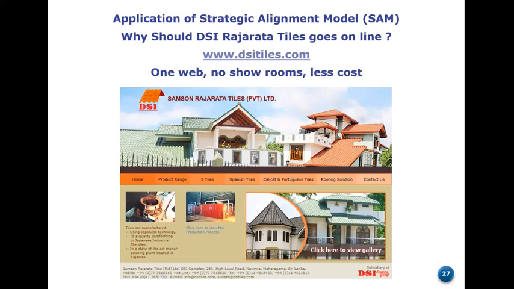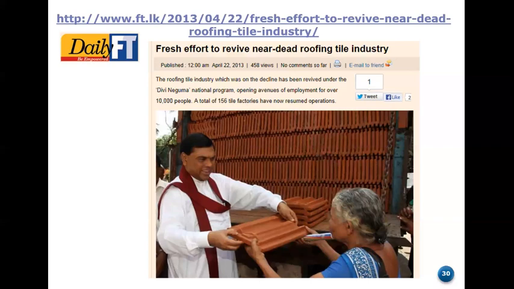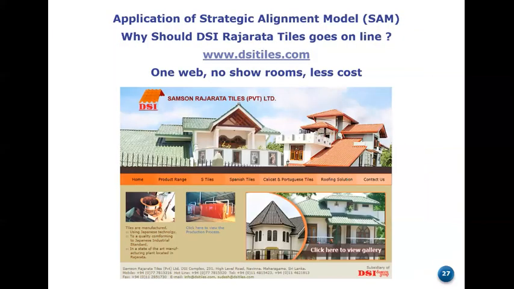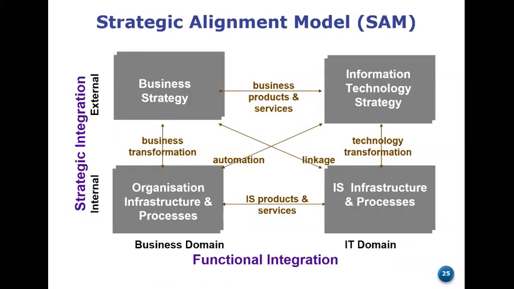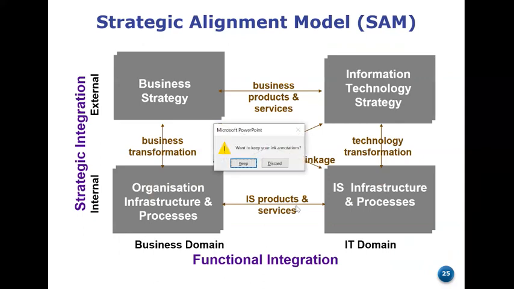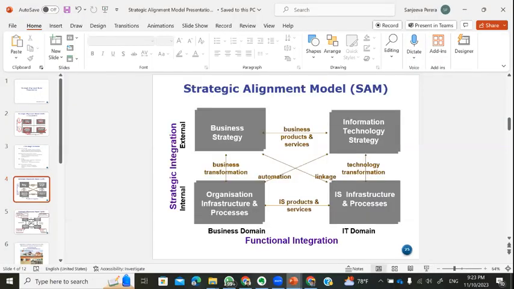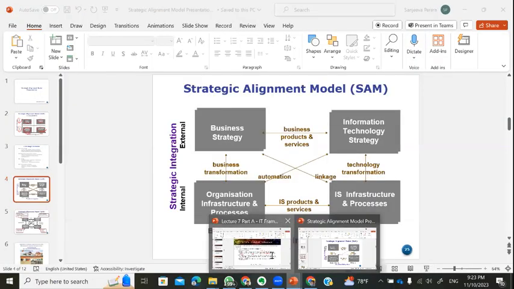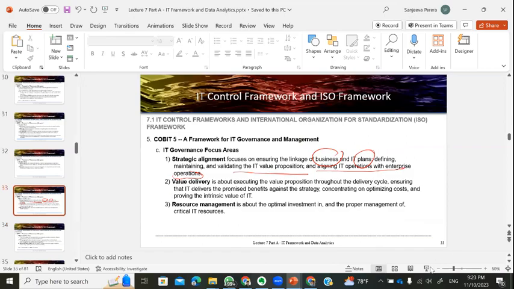You can order any quantity, but the samples are available in DSI. So that could have been done at least to resolve the issue of the information technology strategy not aligning with the business strategy. They could have done that. Okay, let's go to the main one. I'm just explaining the strategic alignment.